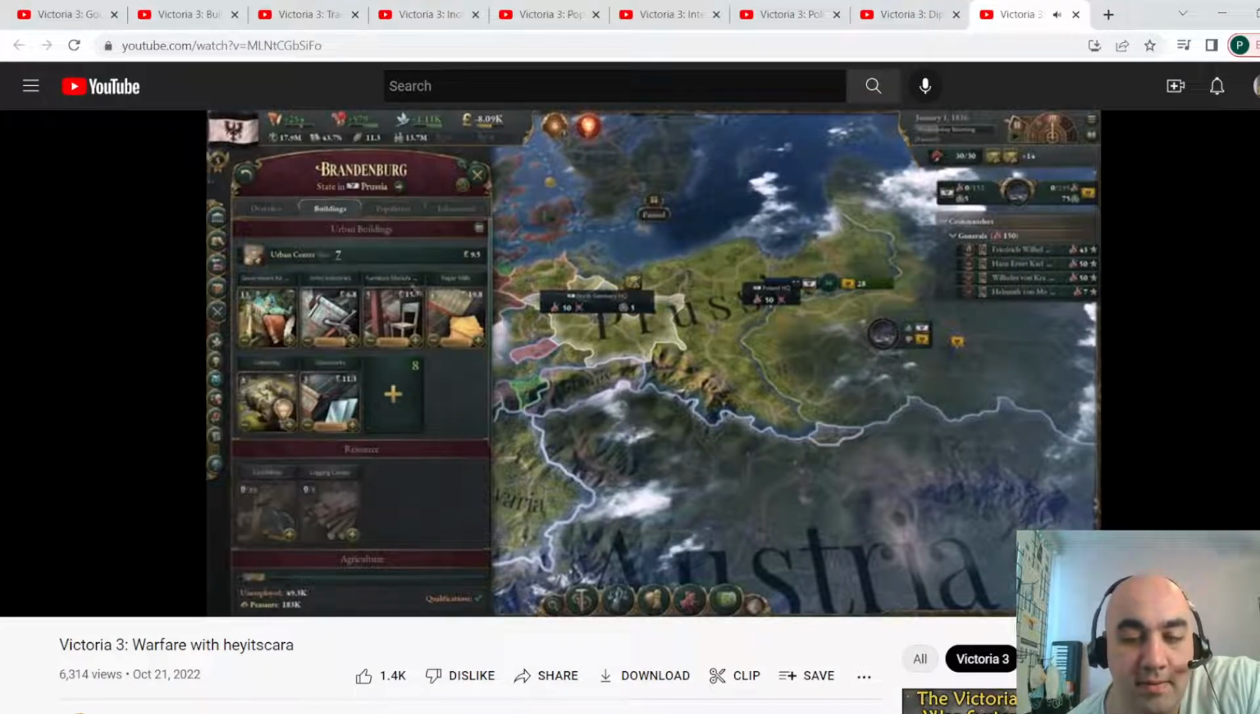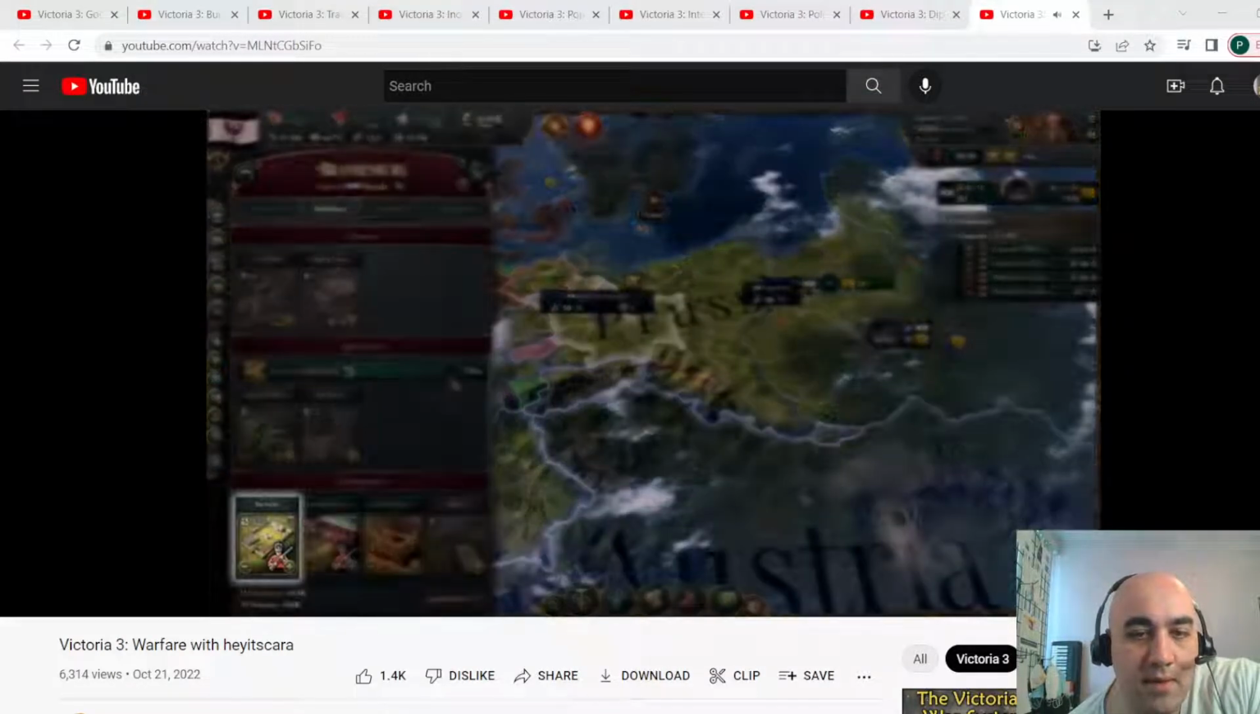Armies are built through barracks buildings. Every country will start the game with some of them, but you can build more.